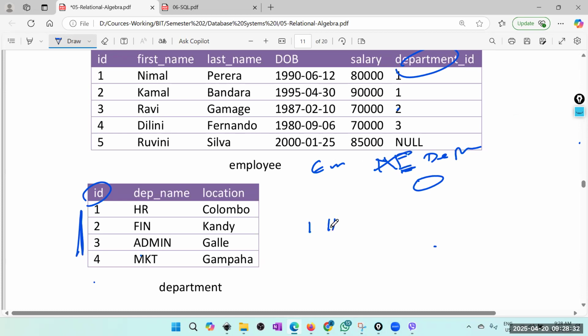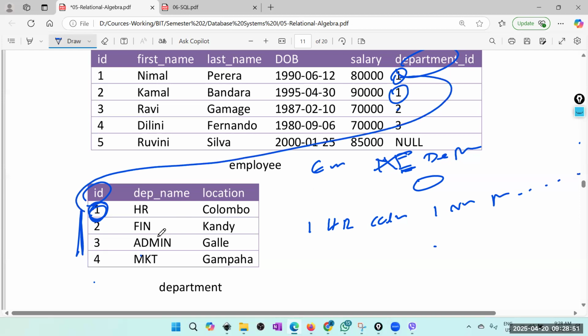Therefore, it is 1 HR Colombo. Then you need to find out which employees are in department 1. 2 employees. So then 1 Nimal Pereira and so on. That is, you join this with this guy, then you need to join this with this guy also. Then again 1 HR Colombo, then again 1, 2 Kamal Bandar. So this is 1, 1, okay? 1, 1. Then 1, 2 Kamal Bandar and so on. And that's it for 1.